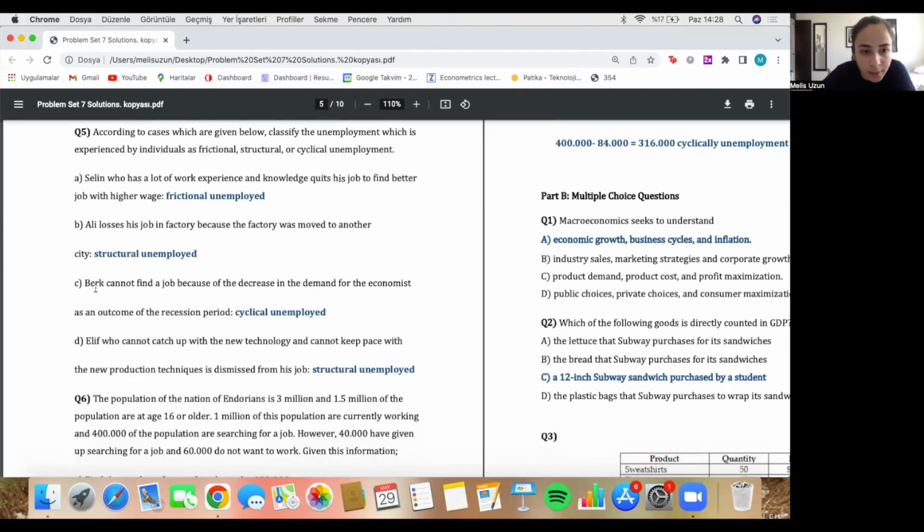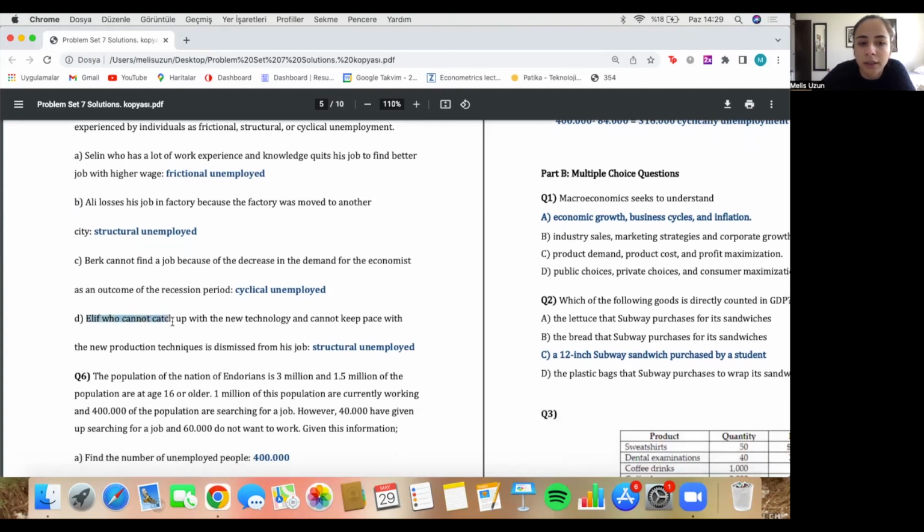For Part C, Berg cannot find a job because of the decrease in the demand for the economies as an outcome of the recession period. The important word in here is recession. If there is a recession, and that's why people cannot find jobs, it's cyclical unemployment.